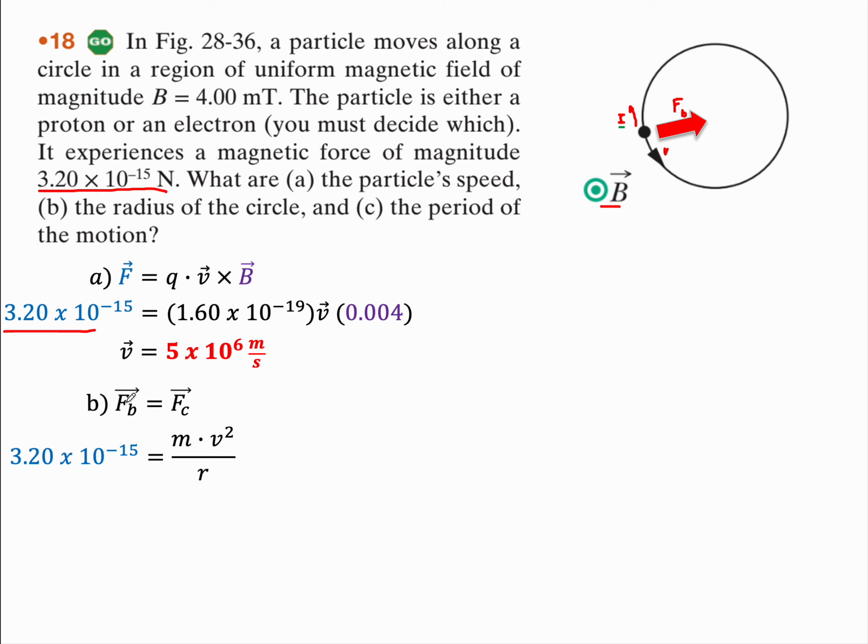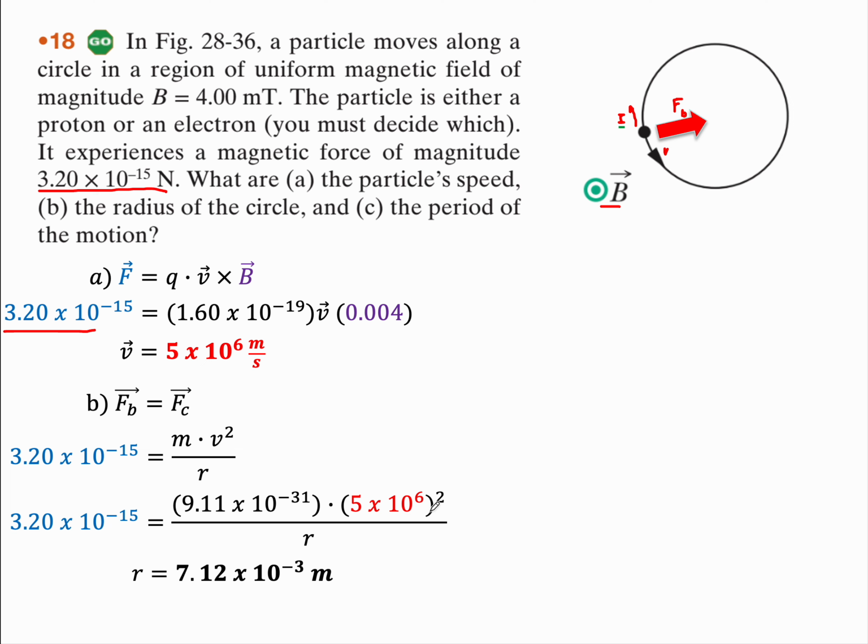The force due to the magnetic field has got to equal the centripetal force, mv squared over r. Yes, you have to look up the mass of an electron. The velocity we have from the previous question, 5 million. If you solve that, then you'll discover the radius is 1.12 times 10 to the minus 3 meters, or 1.12 millimeters. Pretty tiny, but not unreasonable.